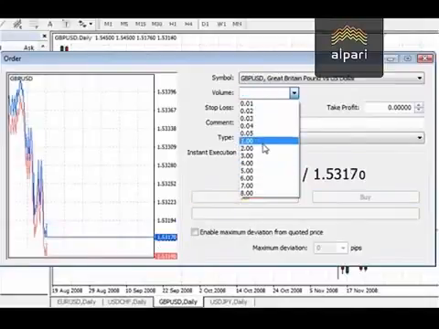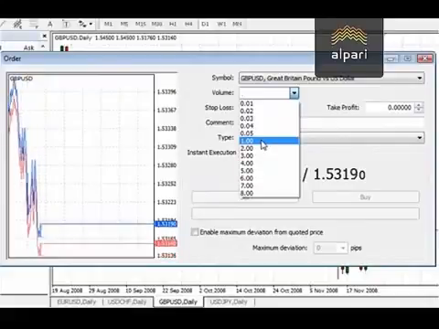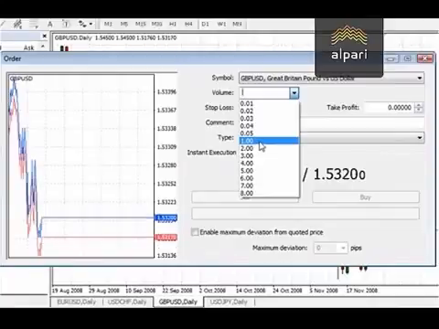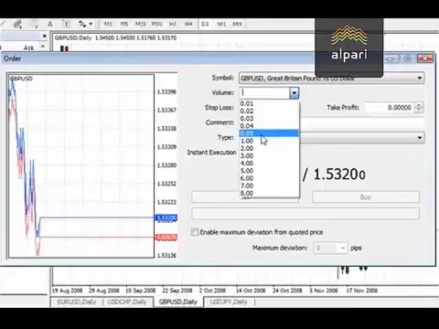For example, if I've got 1.0, that's one full lot. So one full lot means that I'm trading 100,000 units of the base currency. So in the case of the pound-dollar, where the dollar is my quote currency, that means that each pip is worth $10. Now I can also trade fractional lot sizes as well.